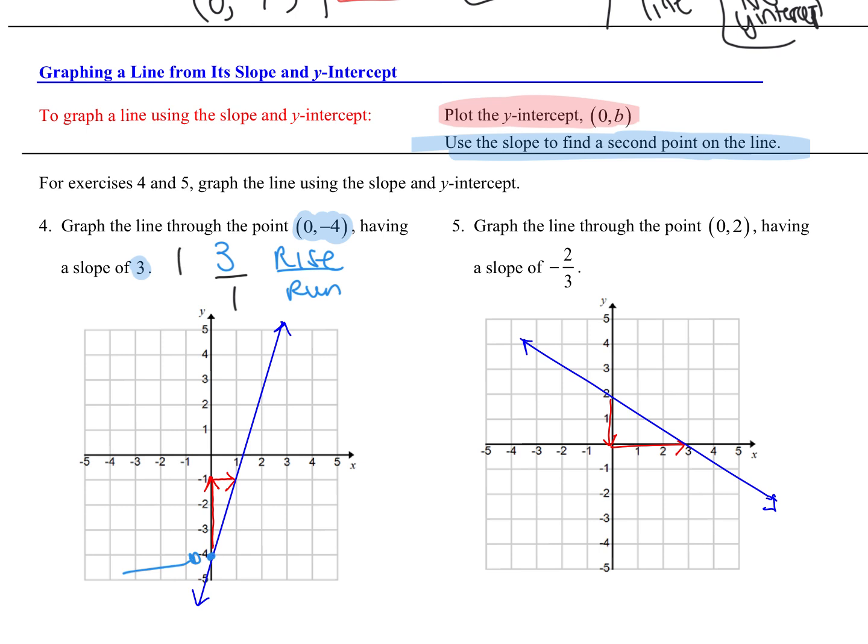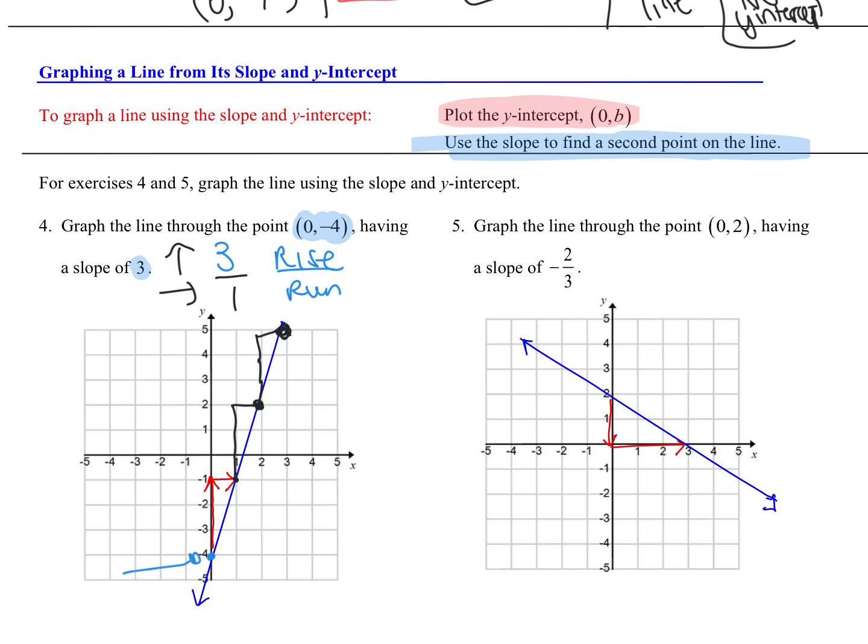So that would mean up 3, to the right 1. So they went up 3, to the right 1, and they plotted a new point. And then this would continue. Up 3, 1, 2, 3, to the right 1 would be another point. And then up 3, 1, 2, 3, to the right 1 would be the last point.